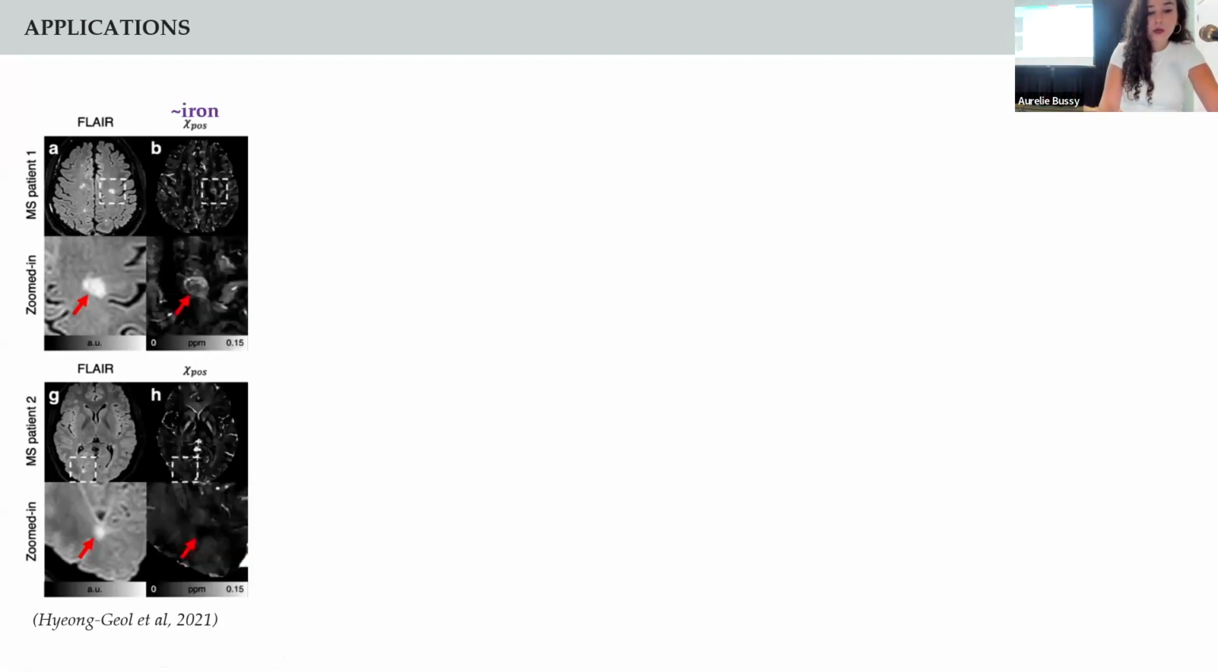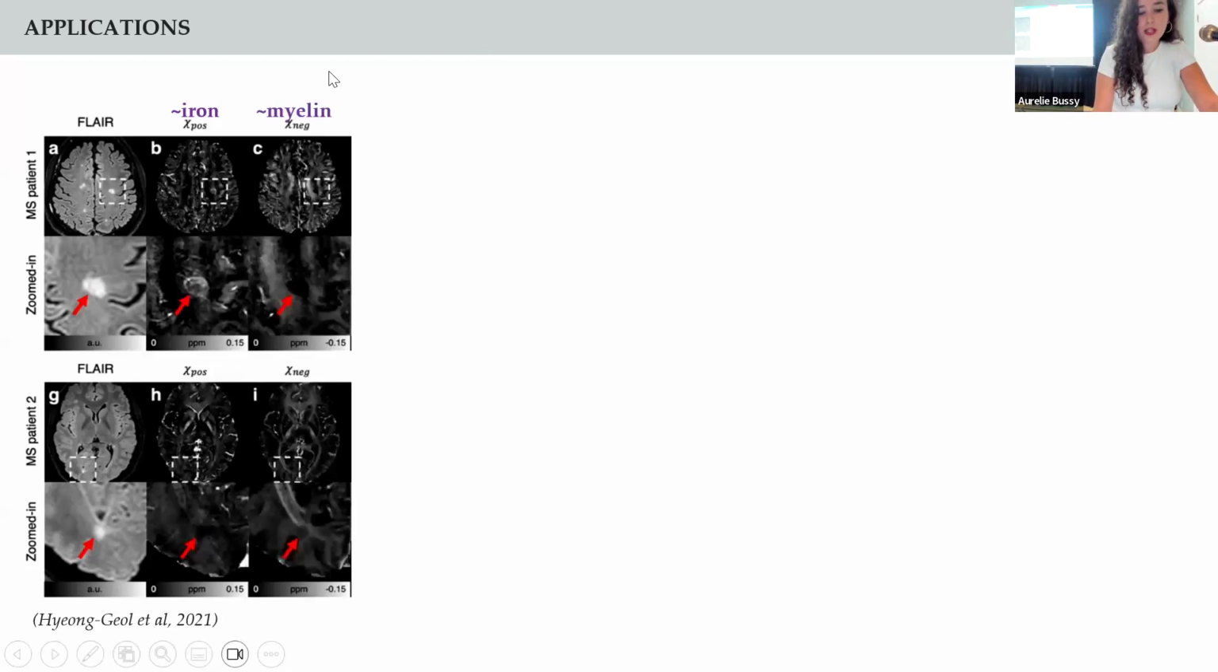So here they also used other QMRI metrics that I didn't touch upon today because it's impossible. But here they are using Chi positive, which is a very good marker of iron. And they demonstrated that this first patient has a pretty large amount of iron in the lesion, as you can see, hopefully, here. And they have what we call an iron rim. So it's really at the boundaries of the lesion, we can see that it's pretty bright, so lots of iron. However, in this patient down there, there is no iron at all.